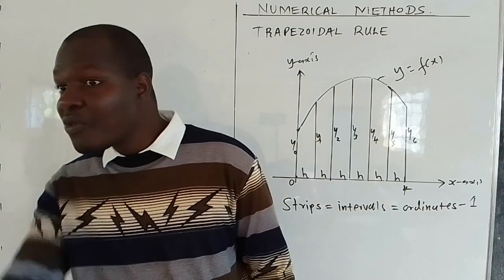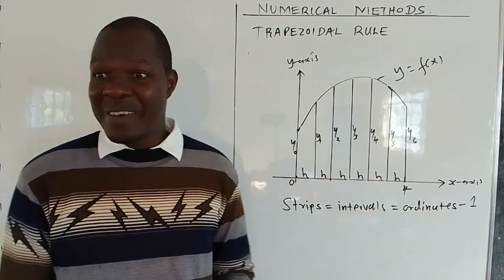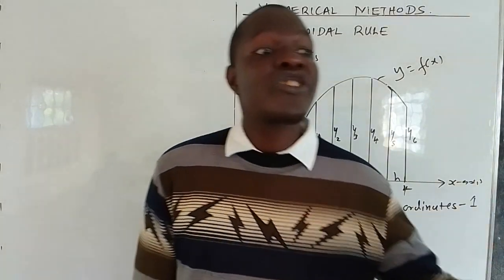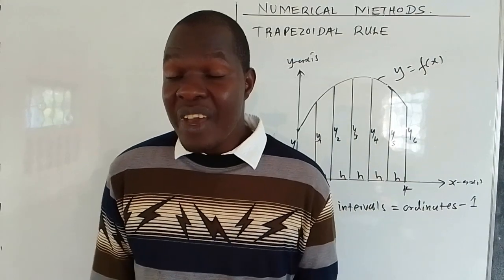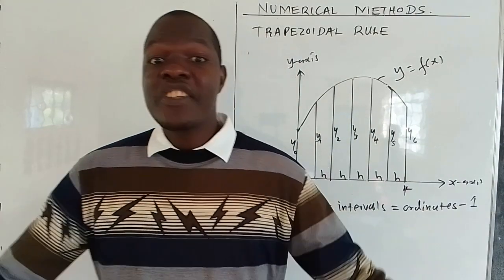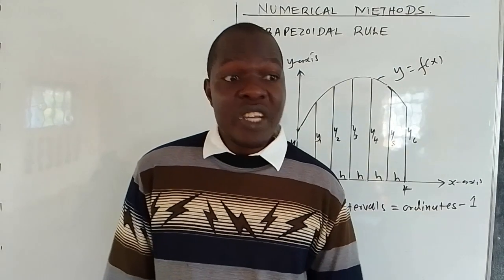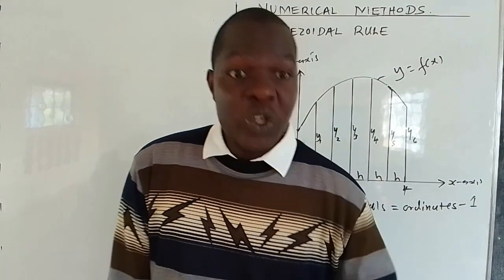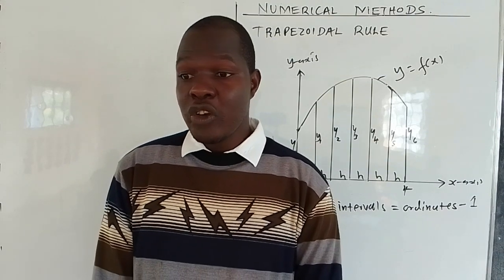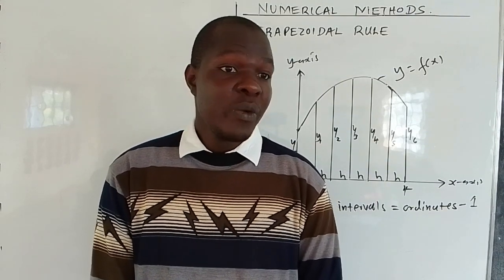So it means if you remove 1 from the number of ordinates, it will be the same as the number of steps, isn't it? So if you are told to use a trapezoidal rule with 6 strips, already you've been given the number of steps on the spot. You know the number of steps you have, isn't it? Or 6 intervals. The number of intervals will be the same as the number of parts, isn't it? So those are the key points you need to master when you are dealing with this rule.